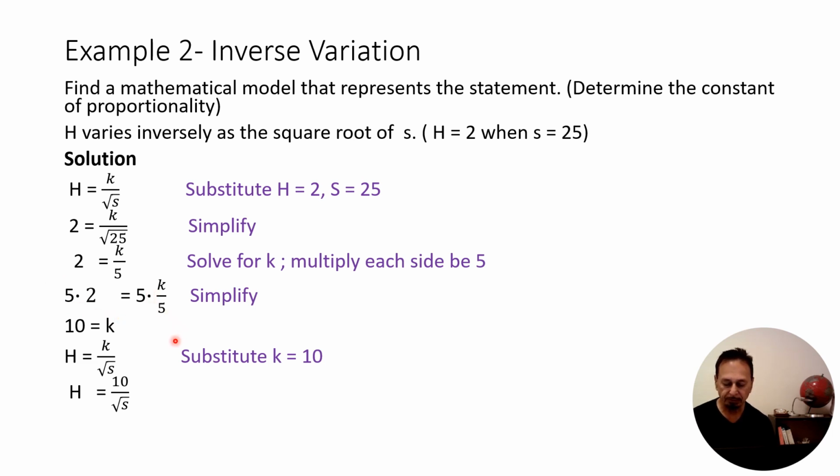Now we simplify each side. 5 times 2 is 10, and 5 and 5 cancel, which gives you k. So k is 10. Now we substitute k equal to 10 in this equation, h equals k over the square root of s. So this equation becomes h equals 10 over the square root of s, and that's the mathematical model.